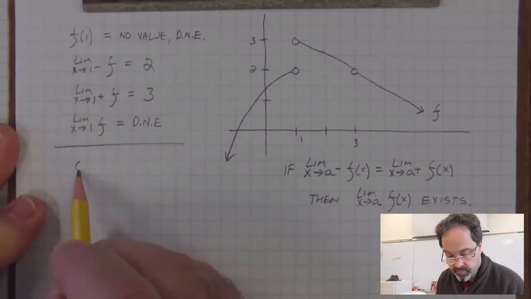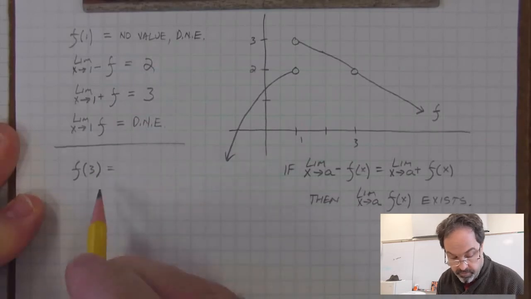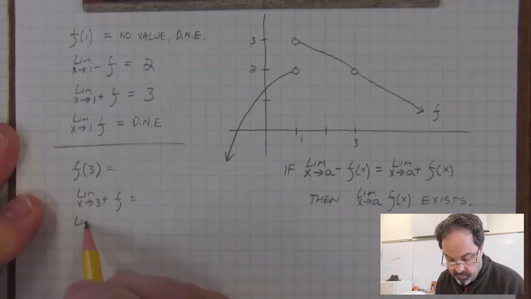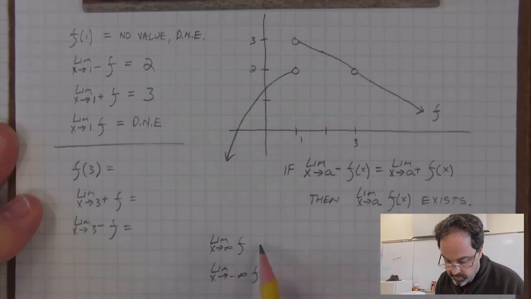Let's ask a few more questions of this function. What is the value of the function at 3? What is the limit as x approaches 3 from the right? What is the limit as x approaches 3 from the left? And then two limits of different nature. What is the limit as x approaches infinity? And what is the limit as x approaches negative infinity?